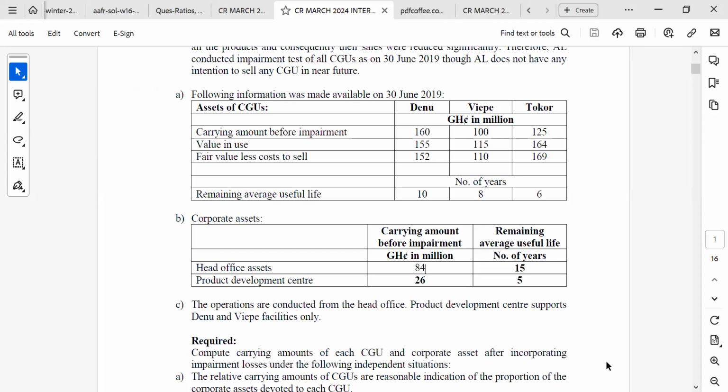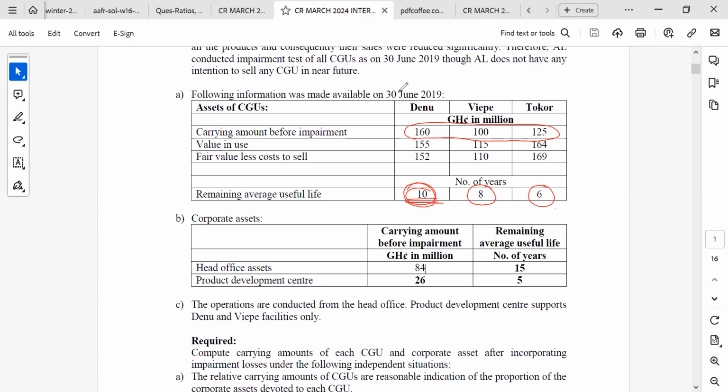Let's look at this one. Denu is going to use the asset for how many years? Jeppe is going to use it for 8 years. And this one is going to be for 6 years. You can see that Denu will be using the corporate asset more than any of them, isn't it? So we cannot just stand up and say we are using their carrying value to share. If you are using it like that, you are being unfair to them.